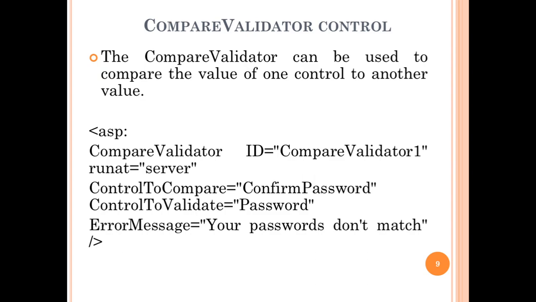The next one is the compare validator, which is used to compare the value of one control to another control. This kind of validator is used to check the password and confirm password. These are the important properties: you have to fix the error message, control to compare, and control to validate.